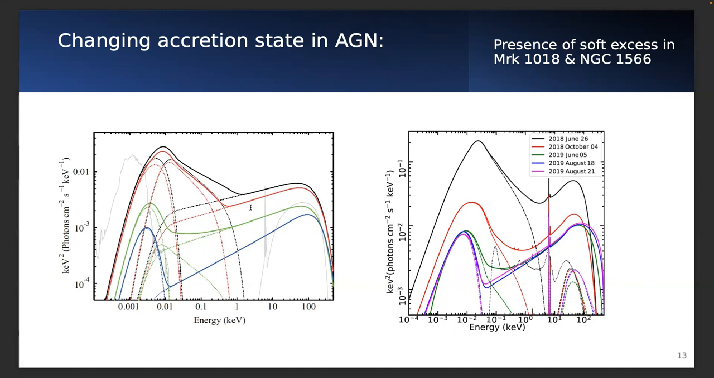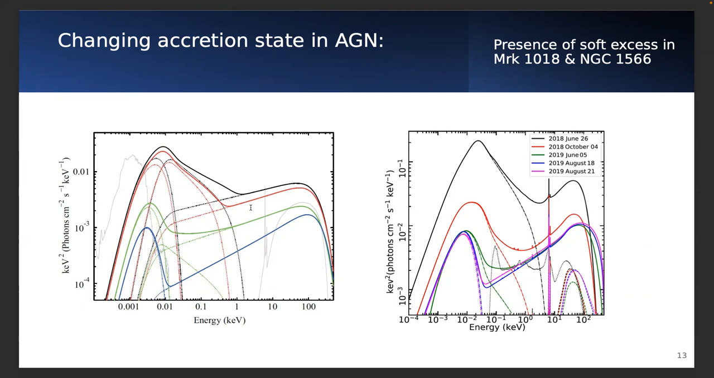As you previously mentioned, it is excess emission below the 2 keV region. So as you can see here, the same thing is happening. There are observations from 2018 to 2019. These are two examples. On the left-hand side, this is Markarian 1018, and on the right-hand side, we have NGC 1566.